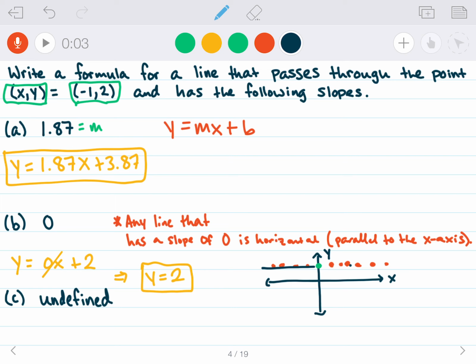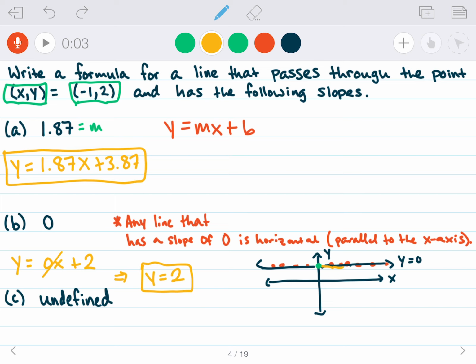This is the line y equals 2. You see how it's parallel to the x-axis? It doesn't have a slope, right? Because we're not rising, we're just running to get to the next point. We're not going up in the y direction. So yeah, that's it. What about this last part C?